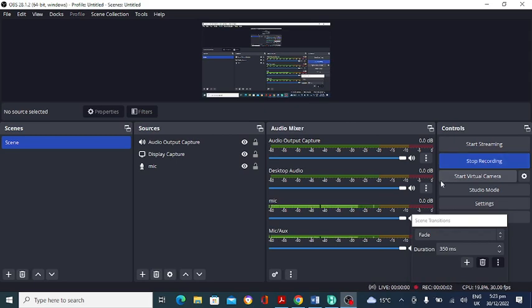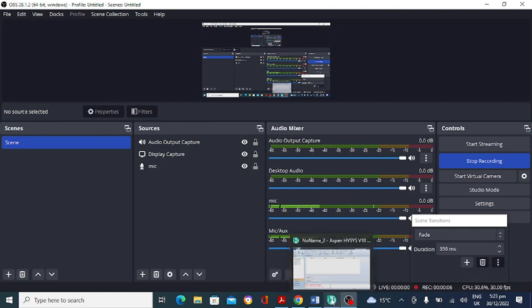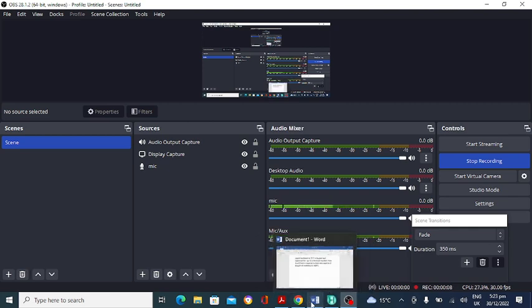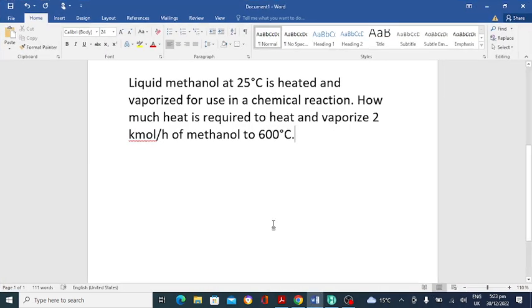Hello everyone, in this lecture we will discuss heating of a liquid methanol. So we will use a heater to heat a liquid methanol. Liquid methanol at 25 degrees centigrade is heated and vaporized for use in chemical reaction.